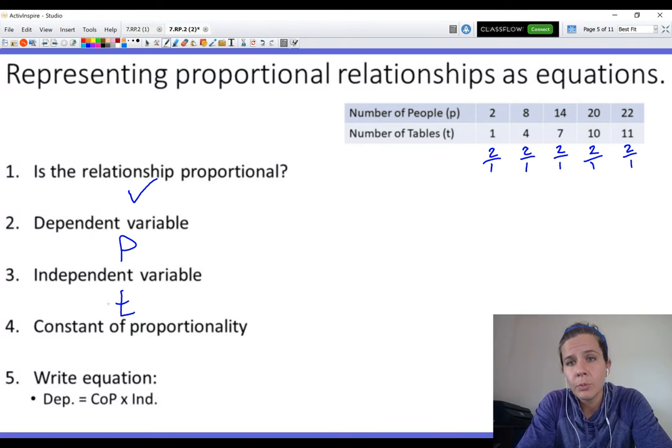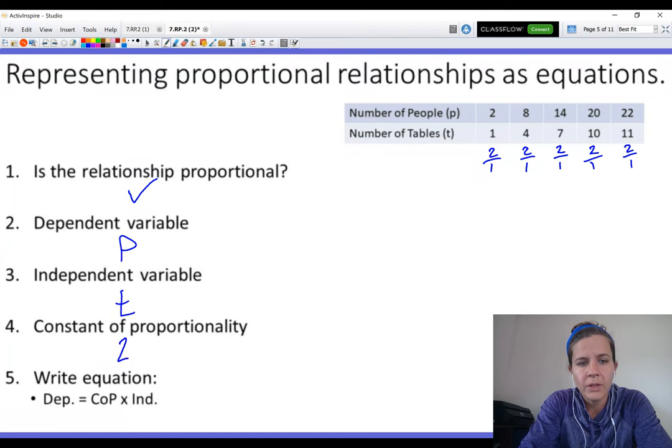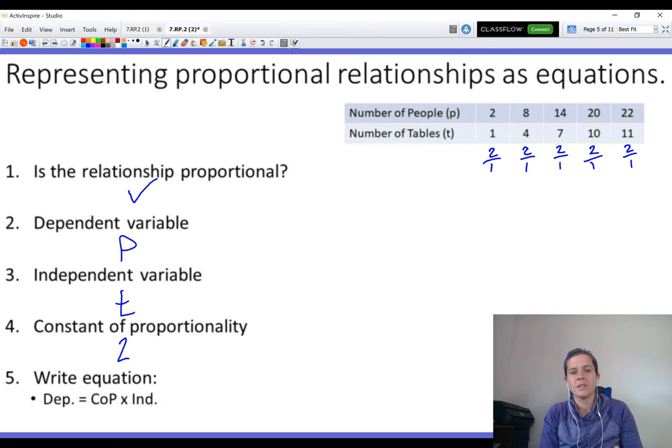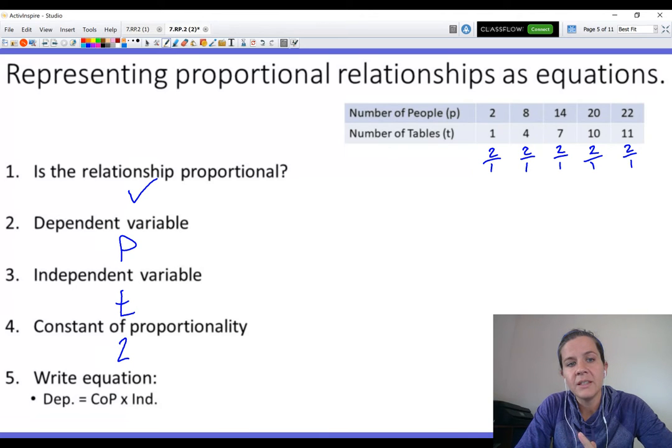The constant of proportionality is the unit rate, and right here the unit rate is going to be 2, but let's look at that a little bit differently. What the constant of proportionality tells us is that for every one of the independent variable, that's how many we have of the dependent variable. So for every one table, we have 2 people. How did I get that? If we have 4 tables, we have 8 people. Well, how do we get that?